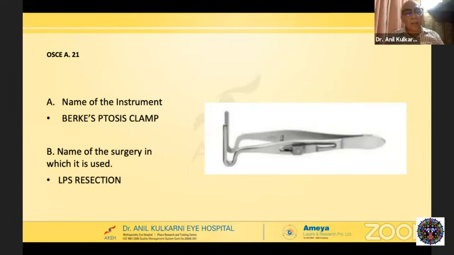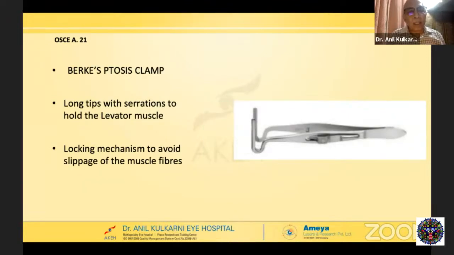The name of the instrument is Burke's ptosis clamp. The name of the surgery in which it is used is levator palpebrae superioris resection. It has long tips with serrations. There are vertical serrations that do not allow the muscle to slip, and it holds the levator muscle properly for its advancement as well as for resection. It has a locking mechanism that also helps us avoid slippage of the muscle fibers.